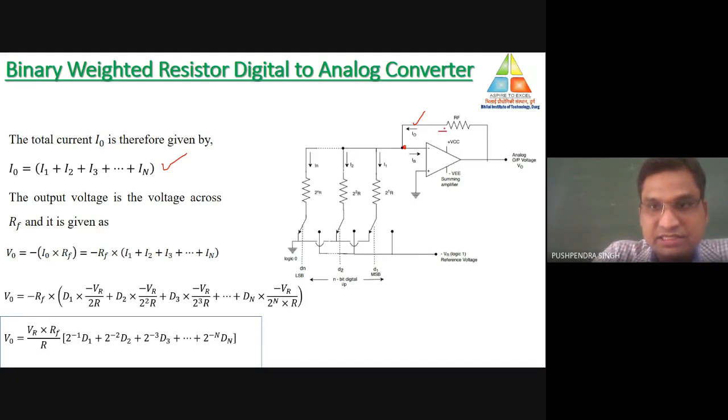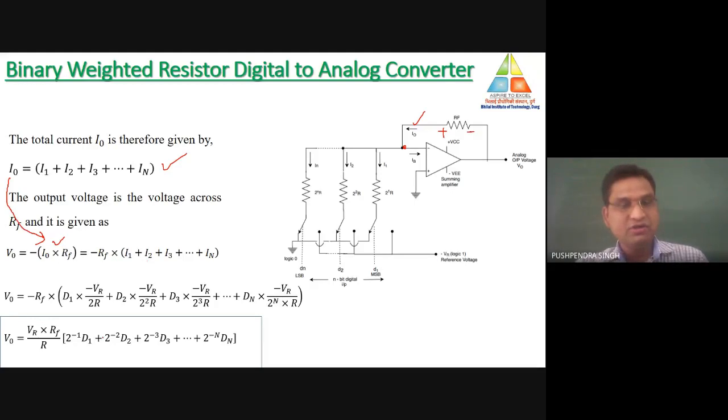Output is the voltage drop across the feedback resistance. The direction of current is just opposite to that, which is why the output will be equal to minus I naught into RF. What is the value of I naught? Just substitute the value of I naught from here to there. So minus RF multiplied by I1 plus I2 plus I3 up to IN. Or it can be written as minus RF into, what is the value of I1? So when it is connected to the first, what is the value of current over here?